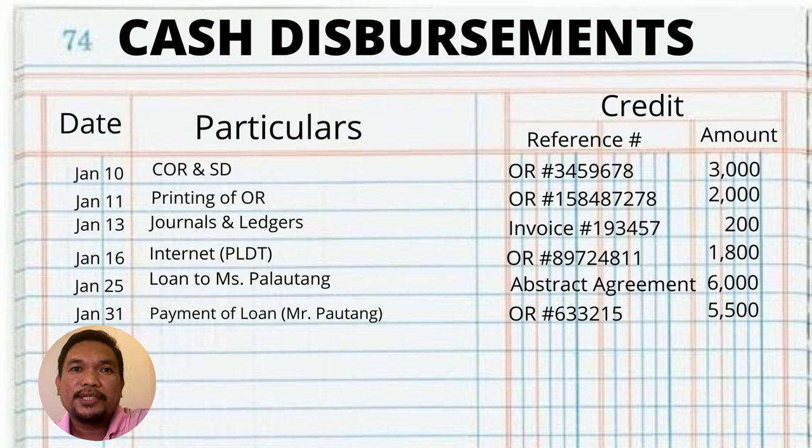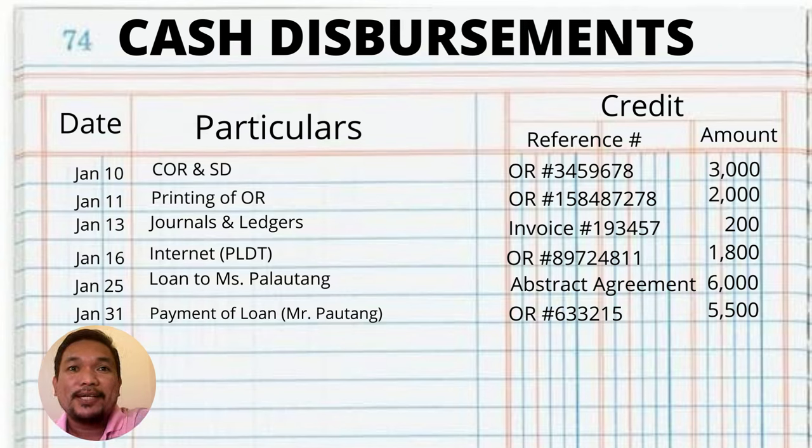And in January 13, you have paid for the journals and ledger, okay? So, in this case, kasi department store ito, or supply store, invoice yung ginagamit. Again, ha? Invoice if you are selling something, or if you're buying something. But if service yung binili mo or service yung pinovide mo, official receipt. Okay, yun yung difference ng sales invoice and official receipt.